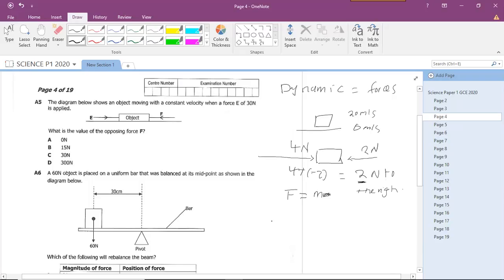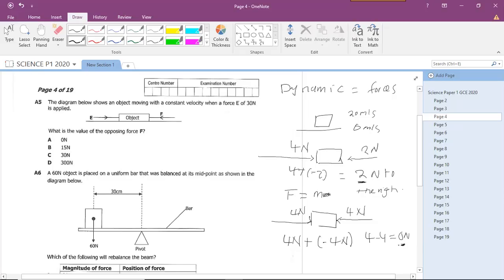But what if we have a scenario where you have got 4 newtons acting on this side, and another 4 newtons acting on the other side? If you say 4 newtons plus negative 4 newtons in the opposite direction, if you expand, you're going to get 4 minus 4, which will be 0 newtons.